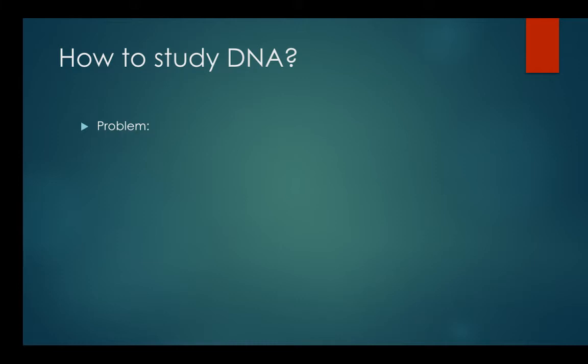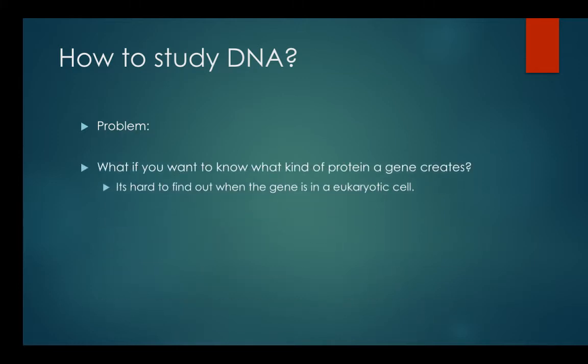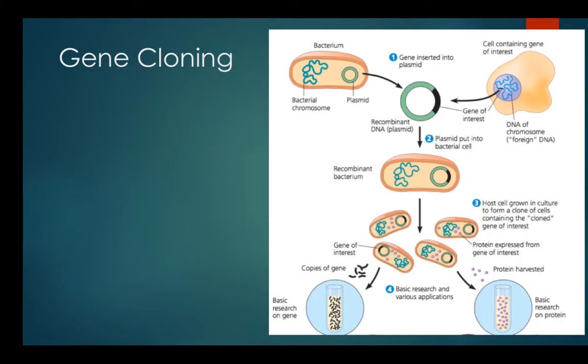So I guess the first question is, how do we study DNA? Well, the problem here is this. What if you want to know what kind of protein a gene creates? It's really kind of hard to figure this out if you think about it, because a cell is going to have a lot of different types of proteins, and there are lots of genes in every single cell. So how can scientists find out what a gene does, or what kind of protein a gene is going to create? And then once you have it, how can you isolate it and figure out what kind of protein is being made? Well, the first idea, guys, is called gene cloning.